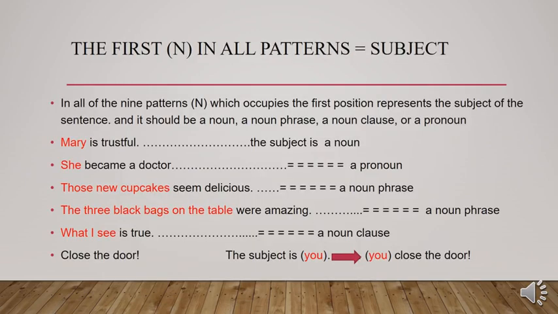Notice that in all of the sentence patterns in the table, you can see an N before the verb. You will always have an N before the verb. So what is this N? This N represents the subject of the sentence. So the first N in all patterns is the subject of the sentence.